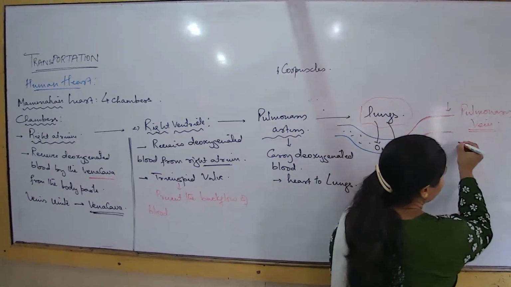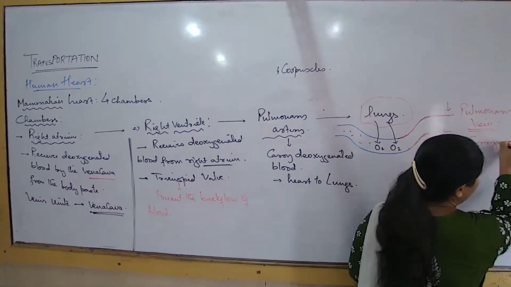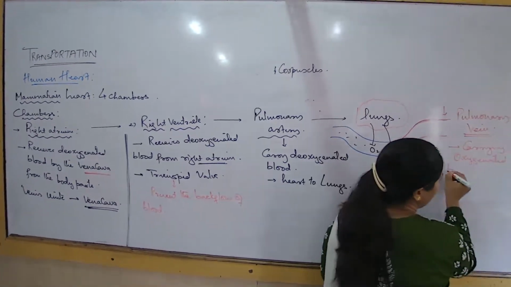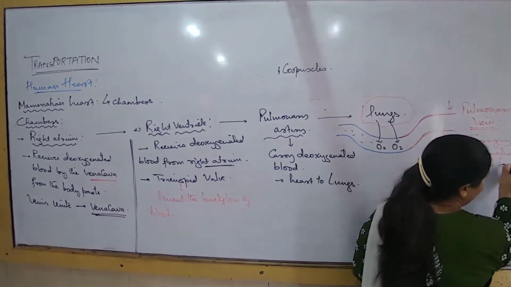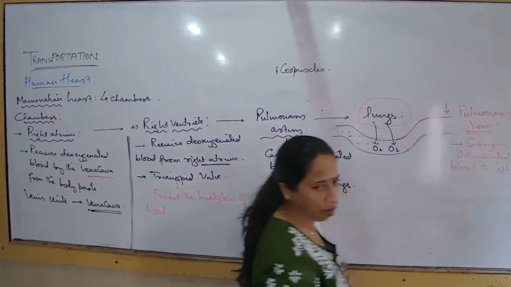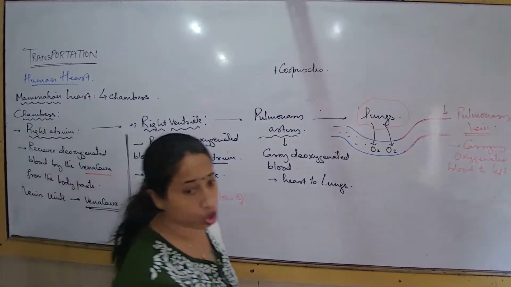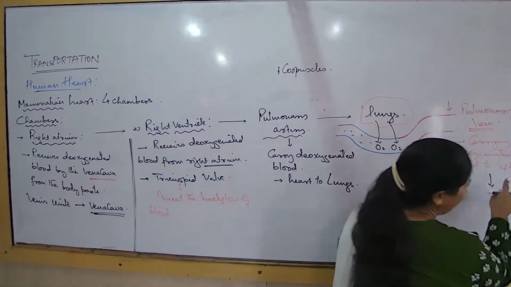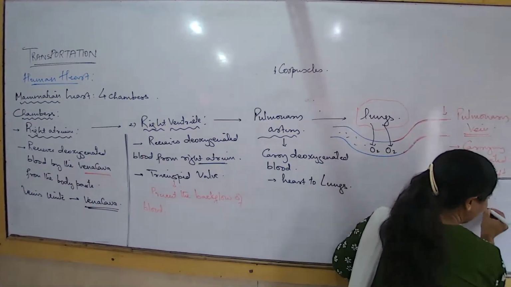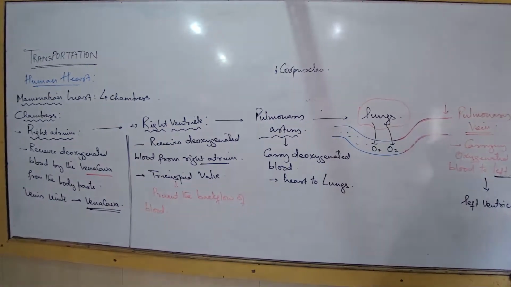Now talk about the pulmonary vein. Where is the pulmonary vein carrying the blood? It is carrying oxygenated blood to which chamber? Oxygenated blood to the left atrium or the left auricle. Now what is the job of that blood? Where will the blood move on? The blood from the left atrium has to go down to the left ventricle.